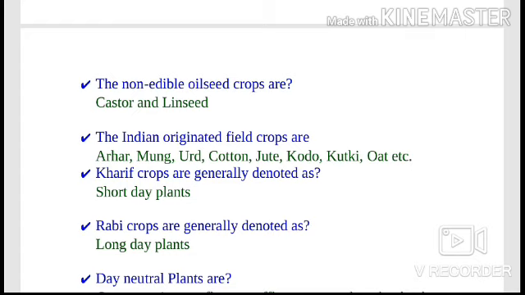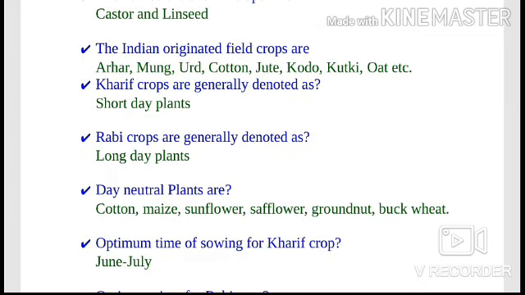Next point is, Kharif crops are generally denoted as short day plants. Short day plants are those plants which require short period of light for growth and development. Next point is, Rabi crops are generally denoted as long day plants. Long day plants are those which require large period of light for growth and development. Next one is, day neutral plants are cotton, maize, sunflower, safflower, groundnut and buckwheat.